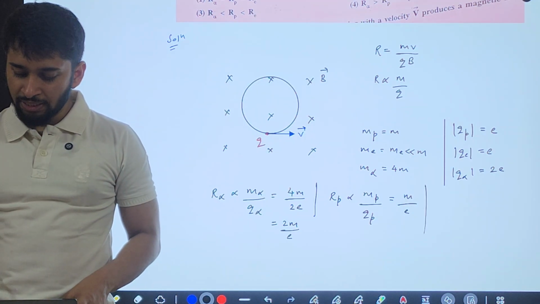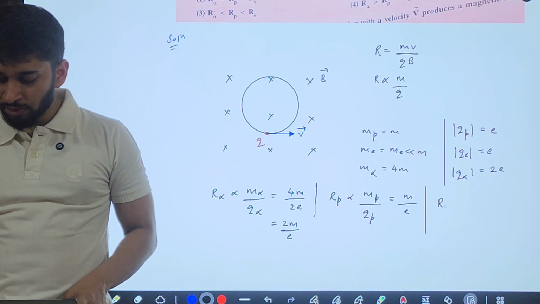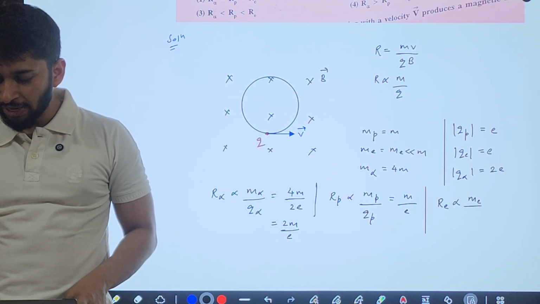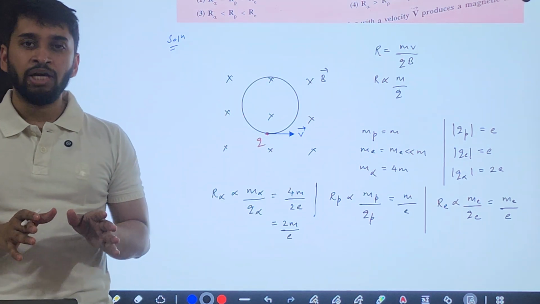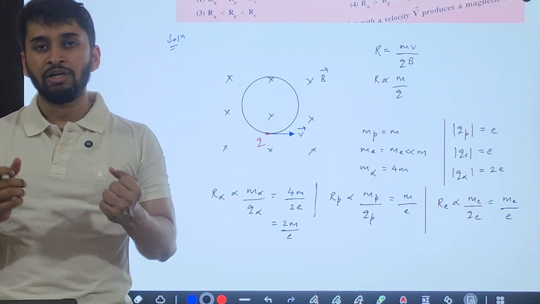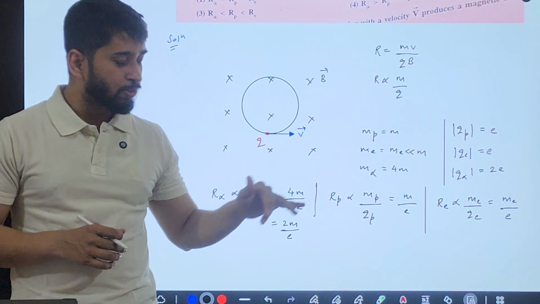Now finally, radius of electron will be proportional to mass of electron by charge on electron. Mass of electron, let us say me, charge on electron is e. Now pay attention. The charges e are directly comparable, but the mass of electron is much lesser than mass of proton, so it will be much lesser than small m.